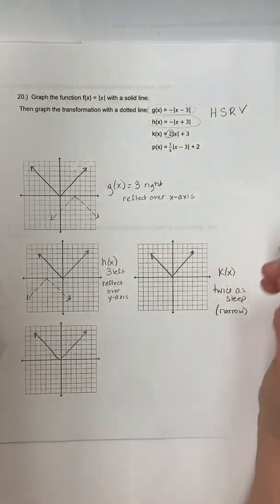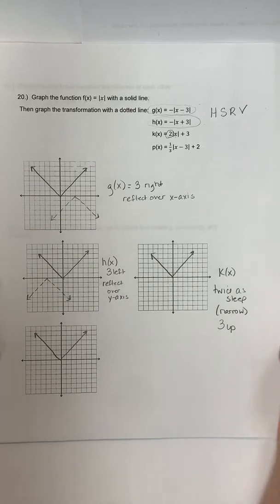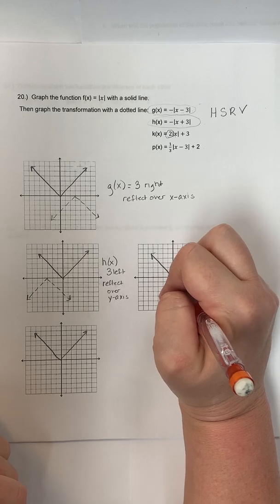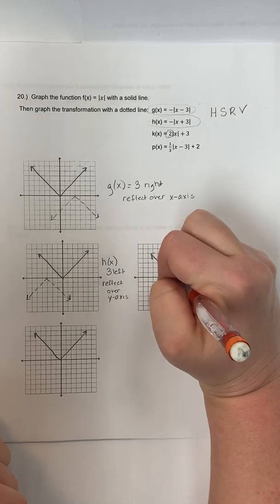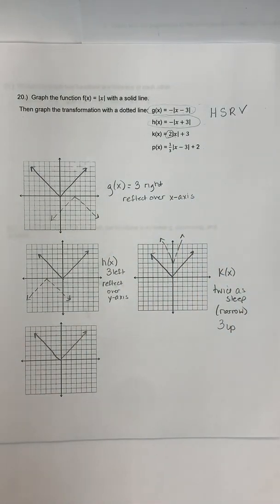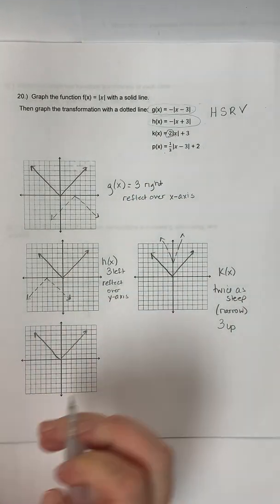And then this plus 3 on the whole thing means 3 up. Okay, so we're going to go in and we're going to hop up, all right? So what we're looking at is one that looks like that. Okay, be careful with these numbers out in front there.